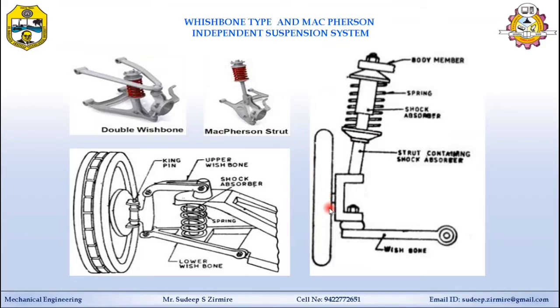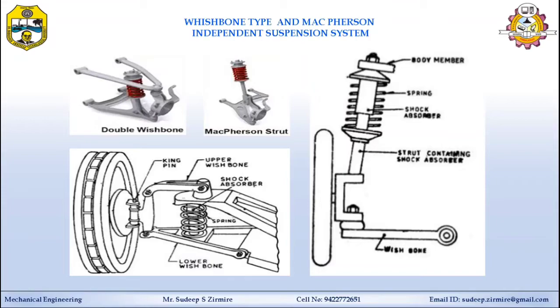Friends, in this point we are going to learn the types of independent suspension system. But before that, again I would like to discuss the advantages and disadvantages of the independent suspension system as compared to the rigid axle suspension system. So please memorize the first point. The elastic strain energy per unit spring weight stored in a coil or torsion bar is more as compared to the semi-elliptical leaf spring, which means a lighter spring can be used in the case of the independent suspension system. This is the first point.